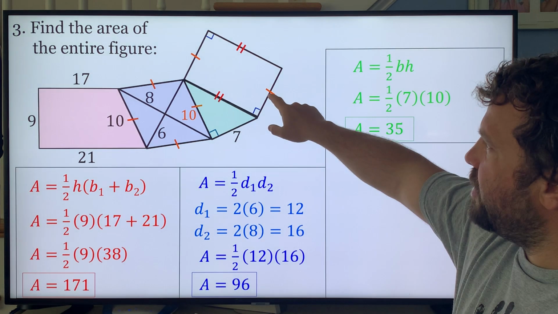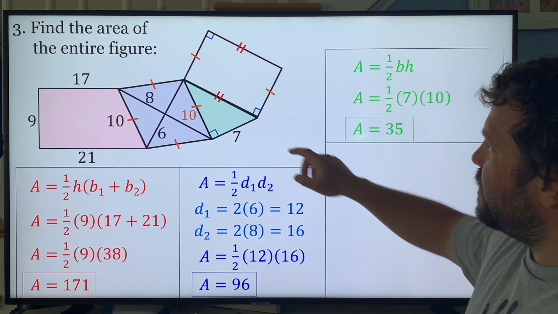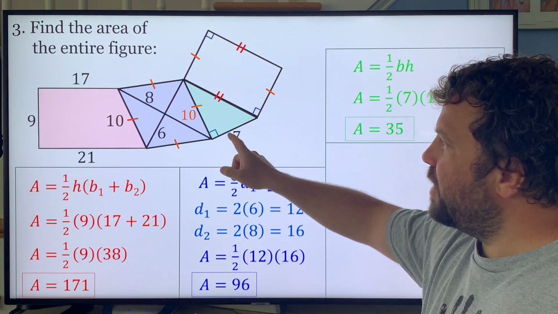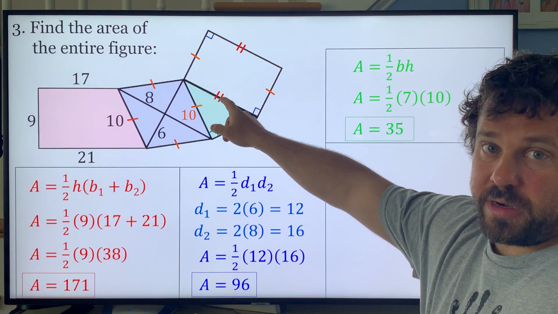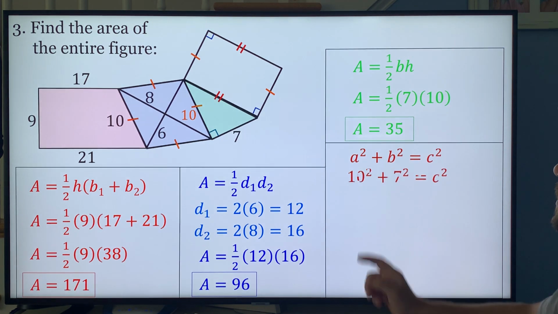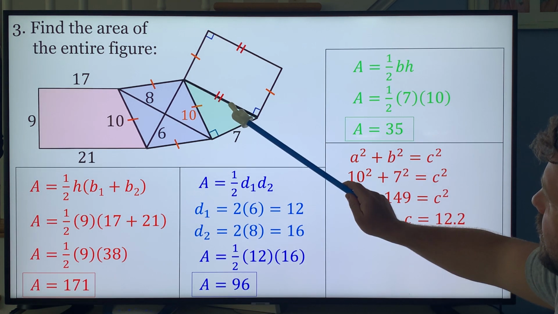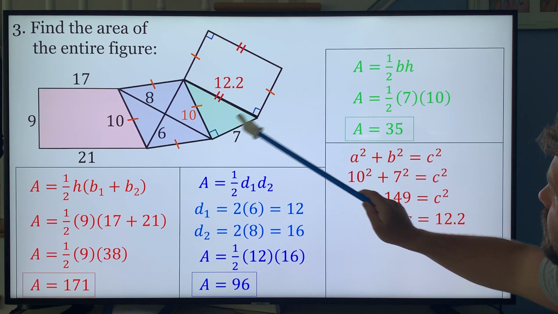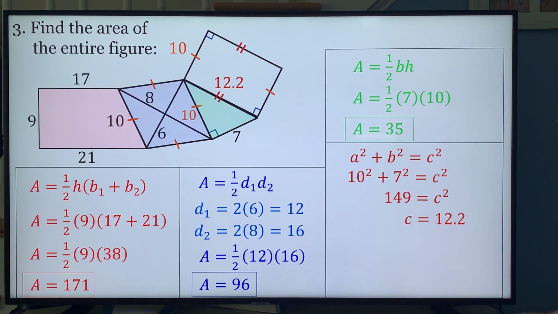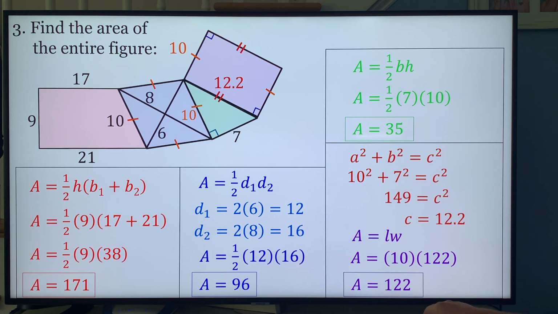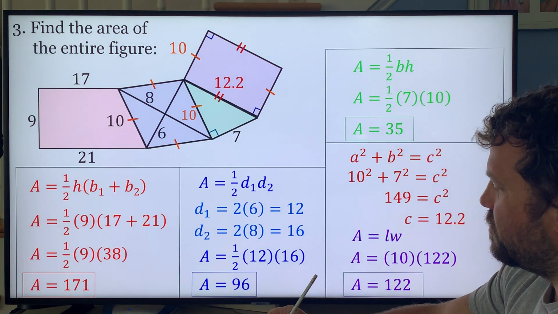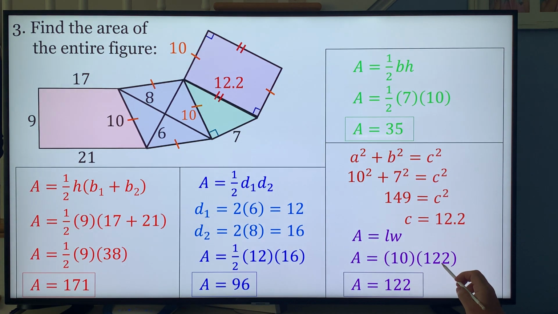Well, we know this is 10, right? But in order to find this side right here, A squared plus B squared equals C squared, right? Pythagorean theorem. 7 squared plus 10 squared is C squared. 149, 100 plus 49. Square root of that is 12.2. So now you got length times width, 12.2 times 10. 12.2 times 10 is 122. Whoop, 12.2. There should be a dot right there.